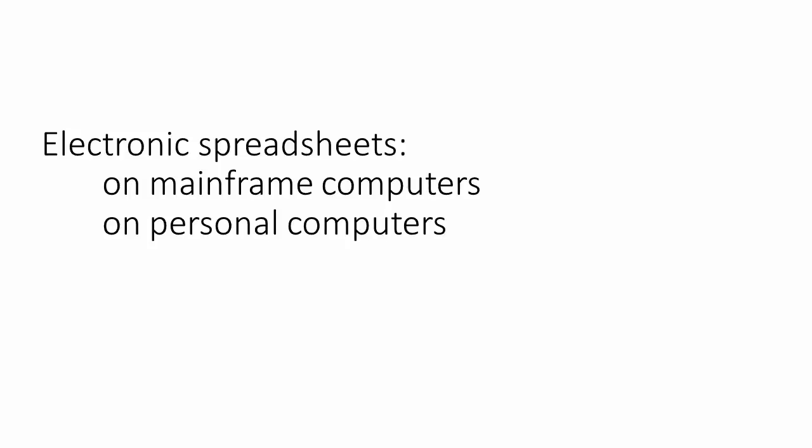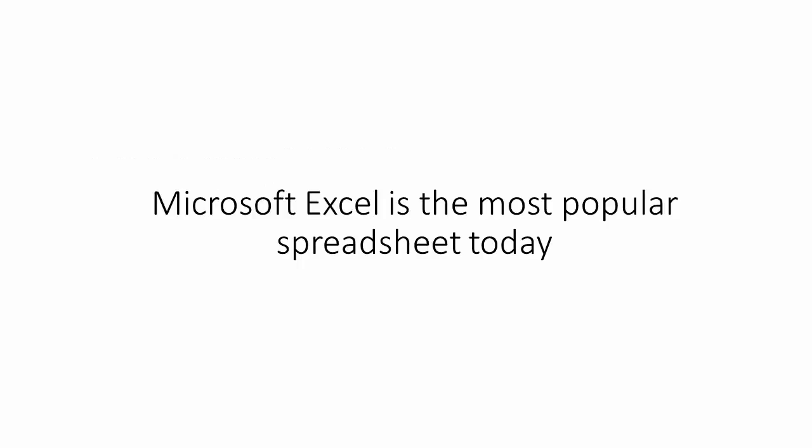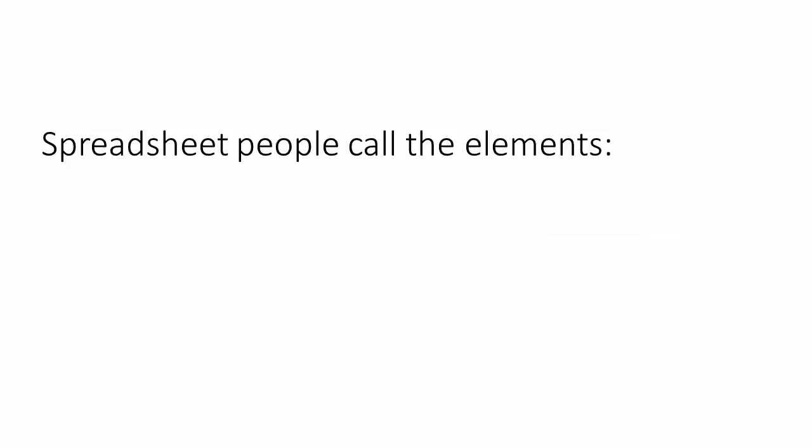About the same time that relational theory was being formulated, the electronic spreadsheet was being developed, both on mainframe computers in enterprises and also on personal computers. Today, Microsoft Excel is the most widespread example of such spreadsheets. In many ways, a spreadsheet is like a relation, but the spreadsheet people had different names for the things that relational theoreticians called relations, attributes, and tuples. The spreadsheet people called these things tables, columns, and rows.